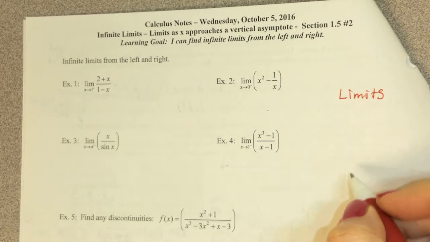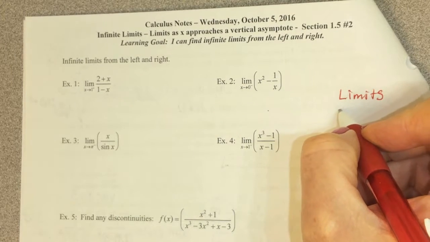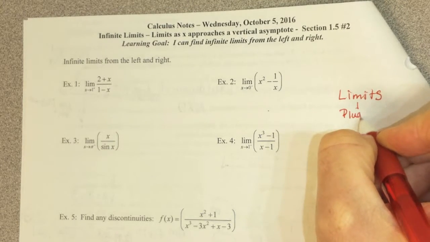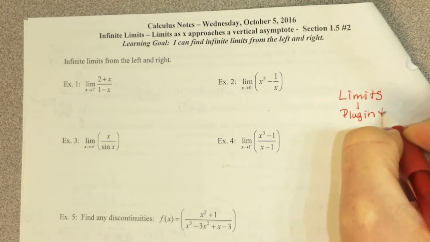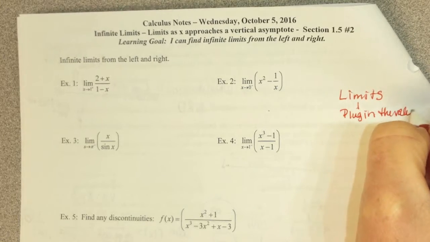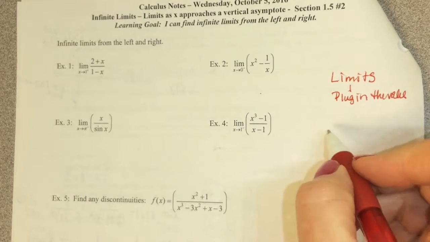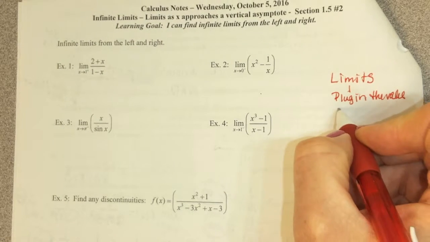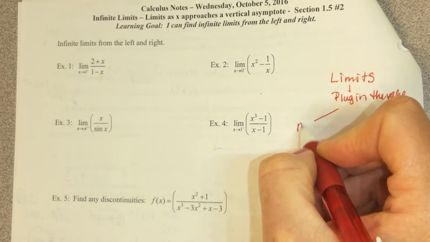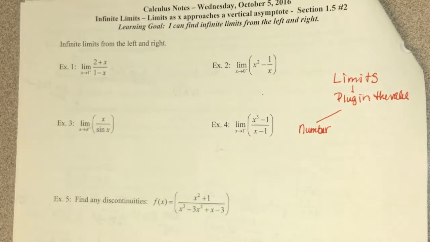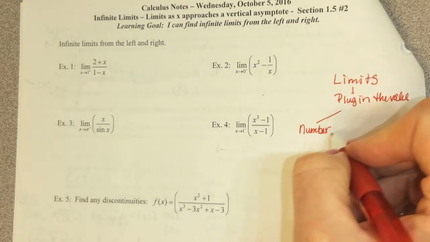Anytime we're trying to do any limit problem, the first thing that we should always try to do is just plug in the value. When we plug in the value, some other things might happen. One thing that might happen is we just get a numerical answer. We'll just say a number. If we get just a real number answer, then we know we're finished.